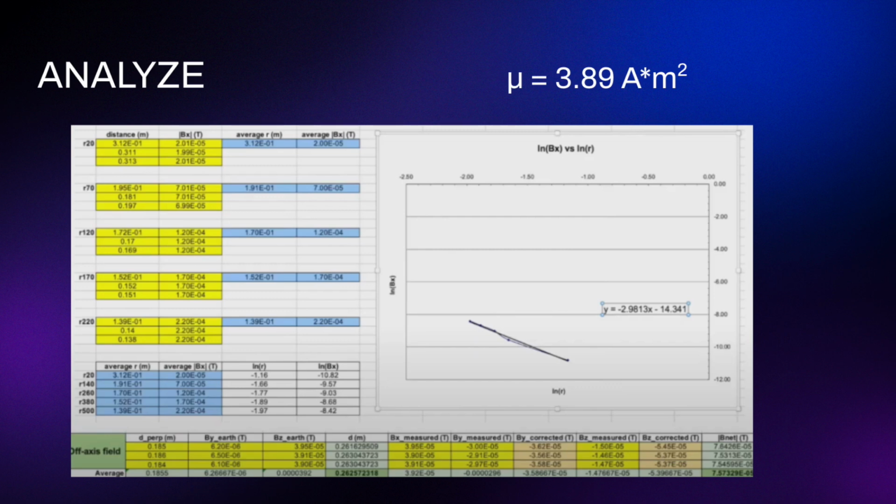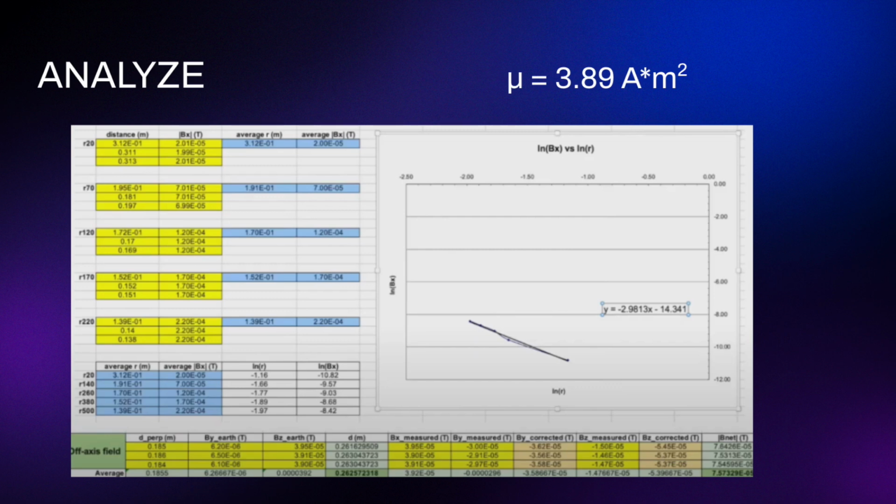The next scenario is the off-axis magnetic field. This process is similar to what we did for the on-axis, except now we have to move the magnetometer up and perpendicular to the direction of the x-axis, and the results for the x, y, and z components of the magnetic fields at a perpendicular distance of 0.196 m are given in the table.